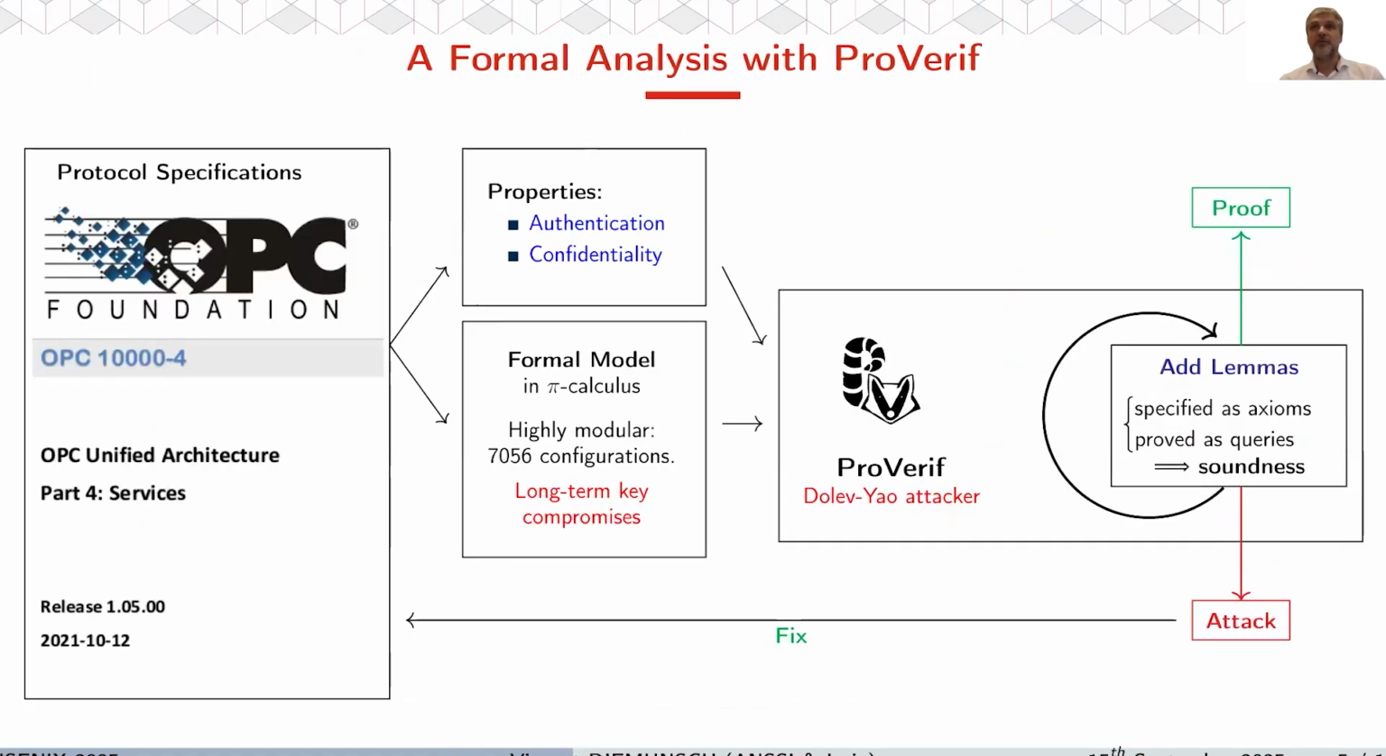Here is an overview of the formal analysis that we made with ProVerif. To analyze OPC UA, we started with the specifications and developed a formal model of the protocol in pi calculus that considers long-term key compromises. We encoded the properties of message authentication and confidentiality as ProVerif queries. It resulted in one of the largest ProVerif models ever studied, where parts are selectable through a configuration mechanism.